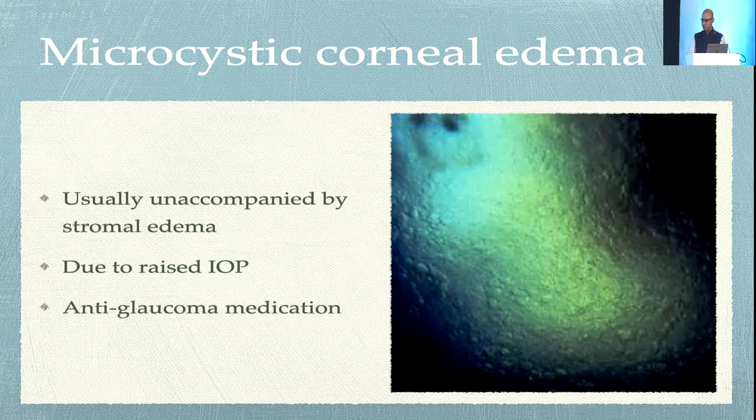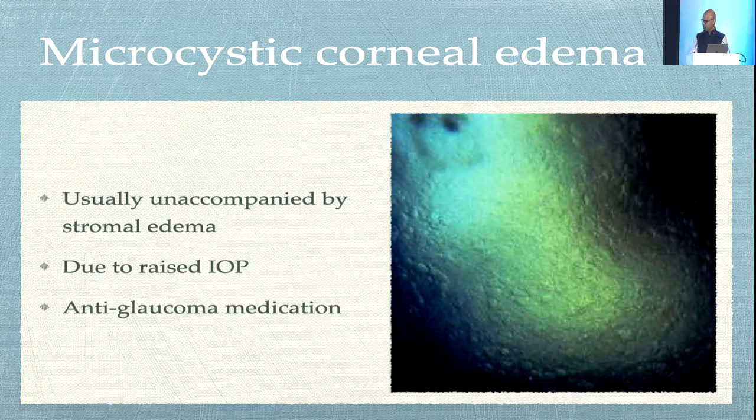This kind of appearance of the epithelium is called microcystic edema, often seen in the first few days. Classically, if you see microcystic epithelial edema without stromal edema, that is because of raised intraocular pressure. If it is accompanied with stromal edema, then it's because of endothelial damage or a Descemet's detachment, etc. So if you see this, please check the intraocular pressure, and these patients require anti-glaucoma medication.